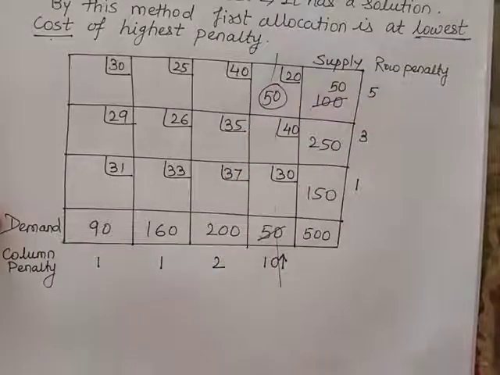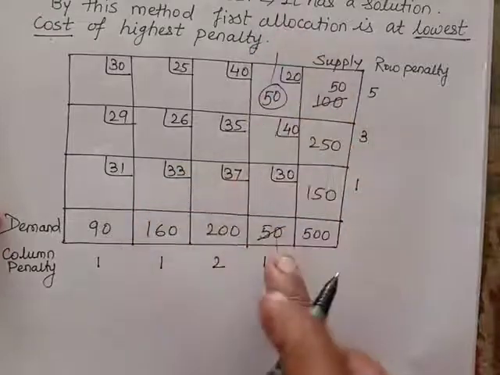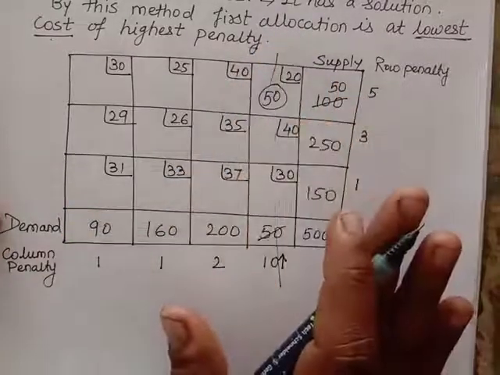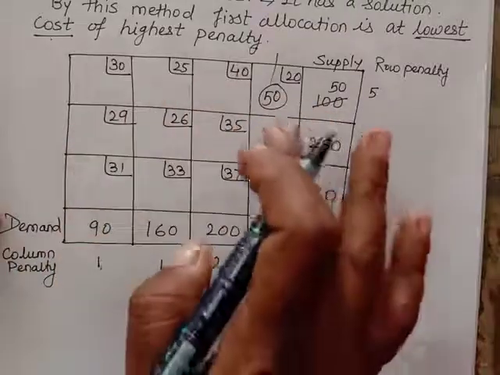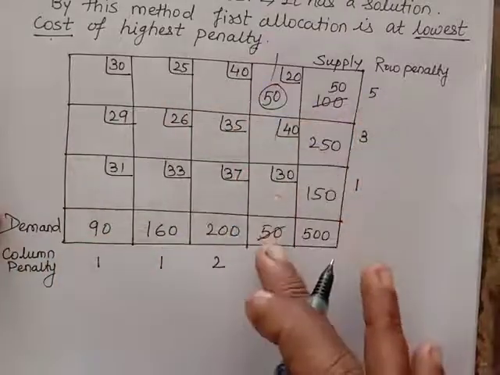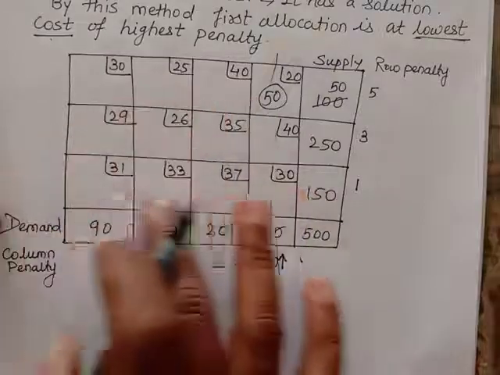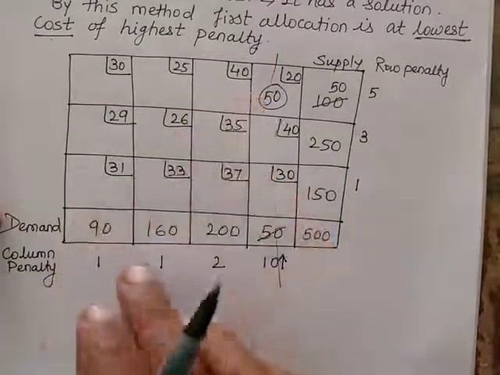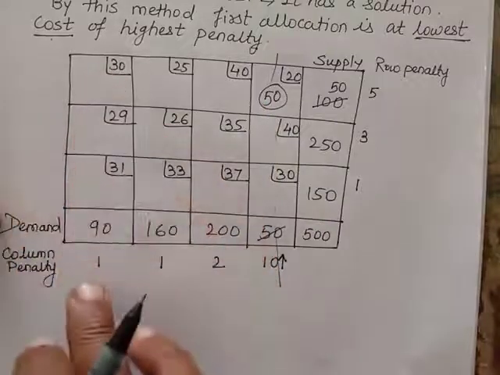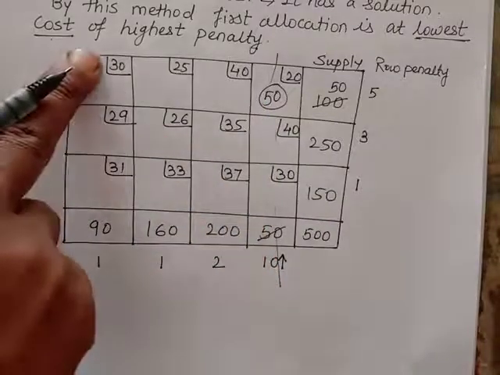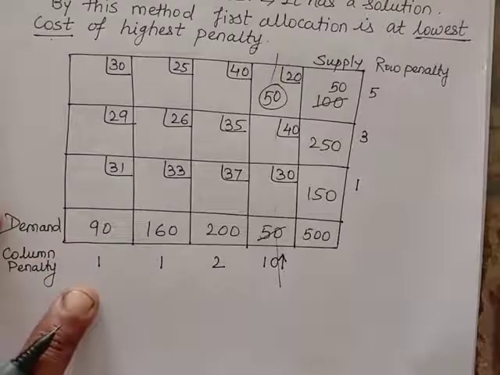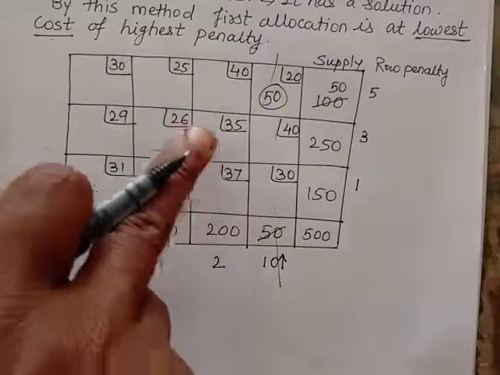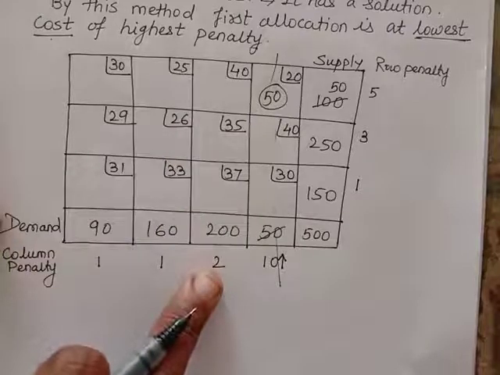As this column gets satisfied, it is eliminated for further allocations. Fine, now only these 9 cells are left. Due to that, the column penalties remain the same. Look here, this remains the same. The column penalty is 1 again, 26, 25, so the column penalty is 1 again, 35, 37, so the column penalty remains the same.